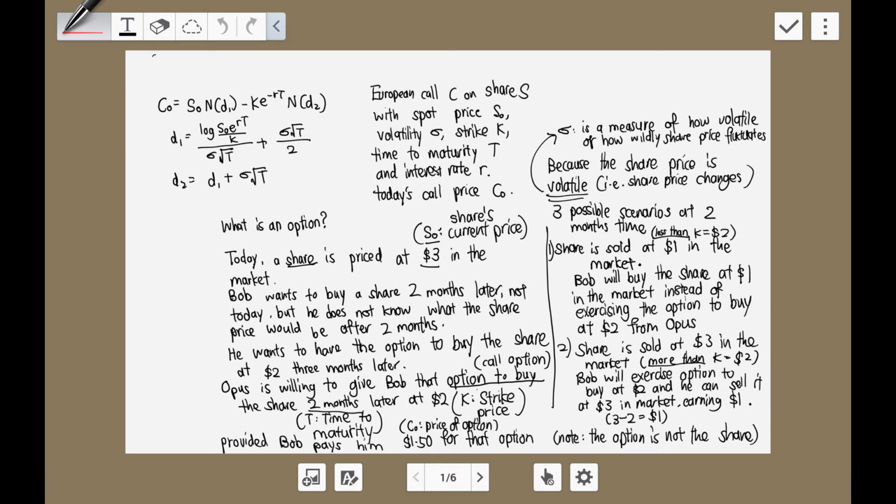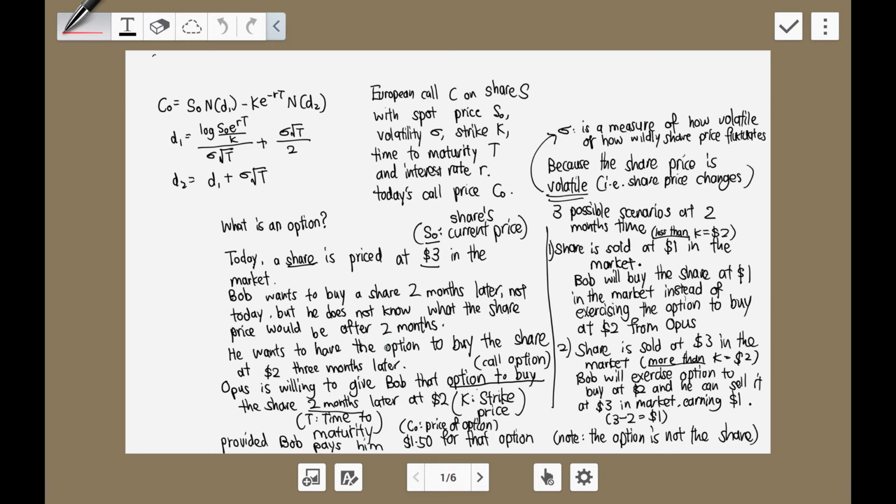Why do we need an option to buy at a certain price in the future? Because we do not know what the share price would be. If we want to buy the share today, we know what the price is offered in the market. We should just buy it. There's no need to have an option in a sense. But because we want to buy it 2 months later, and we want to have the option to buy it at a certain price, we use a call option.